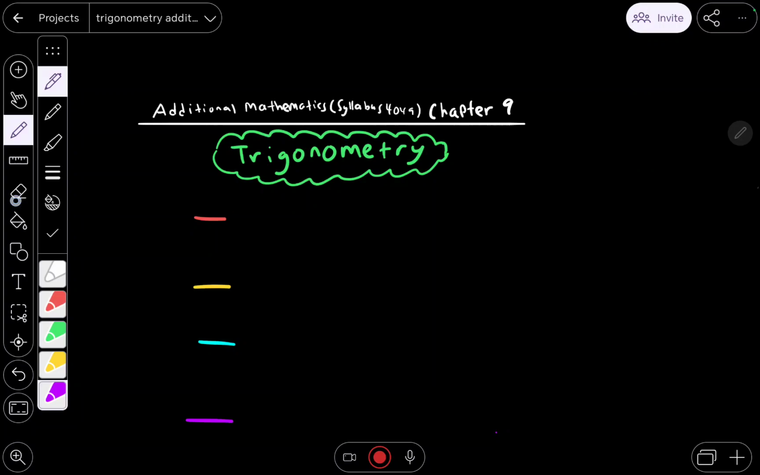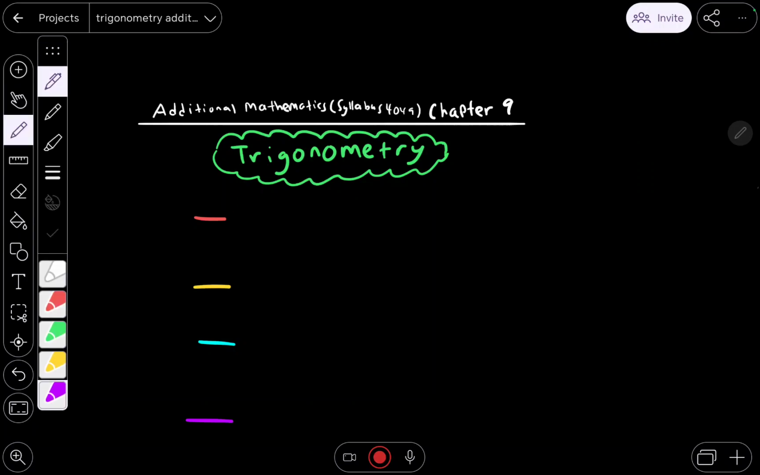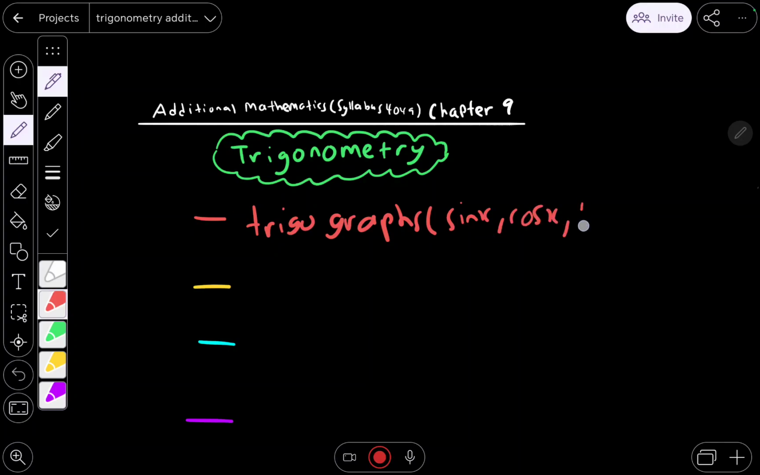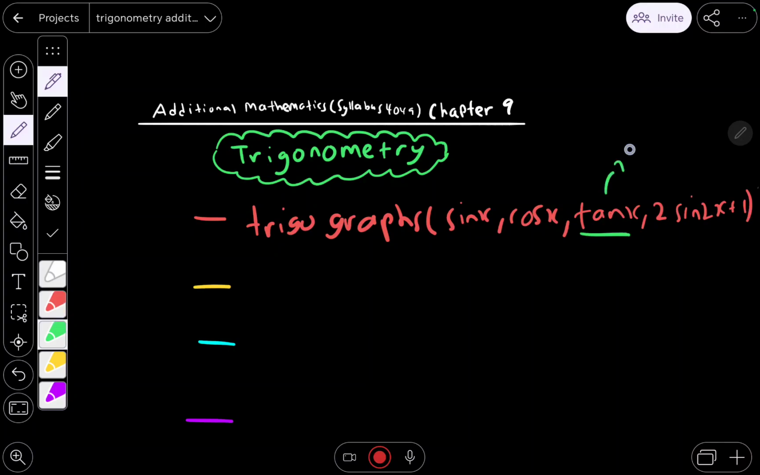Okay? So let's start. For the one in red, we are going to look at trigo graphs, which is like, let's say, your sine x, cosine x and tangent x. Let's say they ask you to draw 2 sine 2x plus 1, for example. And one thing, tangent x is not commonly tested.